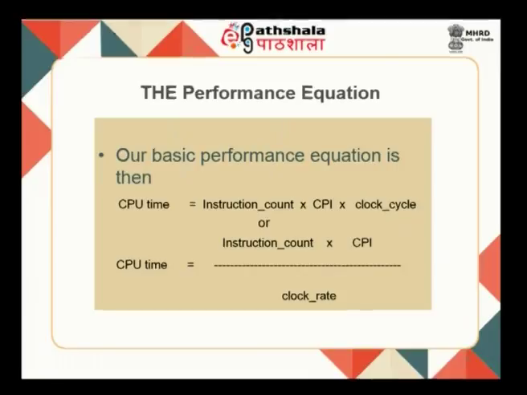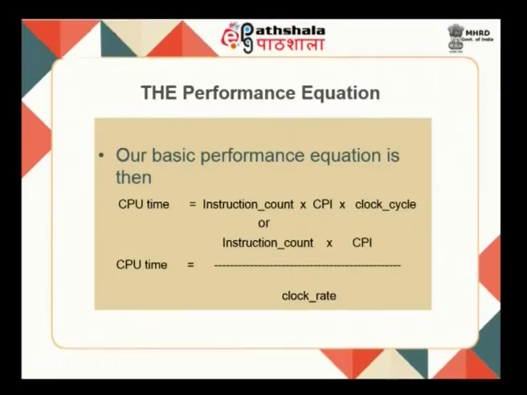So, now having looked at all this, we will come to the most important equation, which is called the performance equation. We have already defined the execution time as the product of the total number of clock cycles and the clock cycle time. Then, instead of defining the total number of clock cycles, we said it can be written as instruction count into the CPI value. Instruction count gives you the total number of instructions, and that multiplied by the average number of clock cycles per instruction gives you the total number of clock cycles.